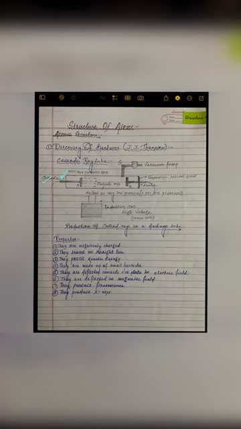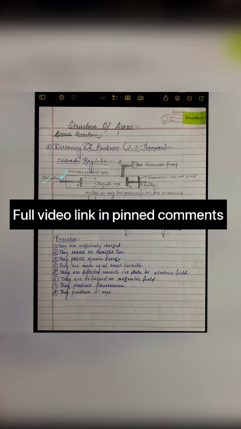Remember, cathode is negative, and at the cathode, reduction takes place. And at the anode, that is the positive anode, oxidation takes place.